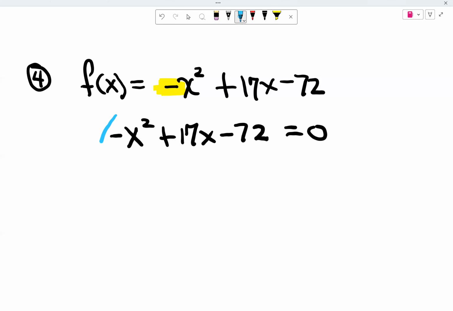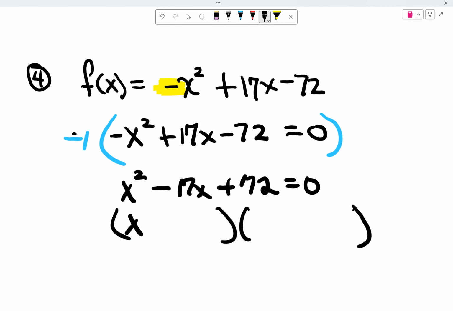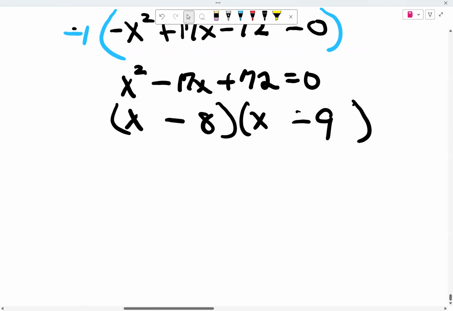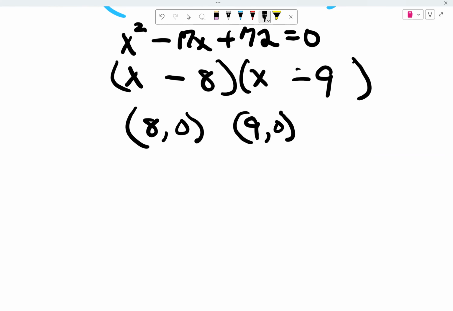You're then going to multiply the entire equation by negative 1. This makes the new equation positive x squared minus 17x plus 72, and it still equals 0 because negative 1 times 0 is still 0. I can factor this easily. X times what is x squared? X times x. If this is minus 8, this has to be minus 9 to give you a positive 72. And so your x-intercepts are positive 8, comma 0, and positive 9, comma 0.